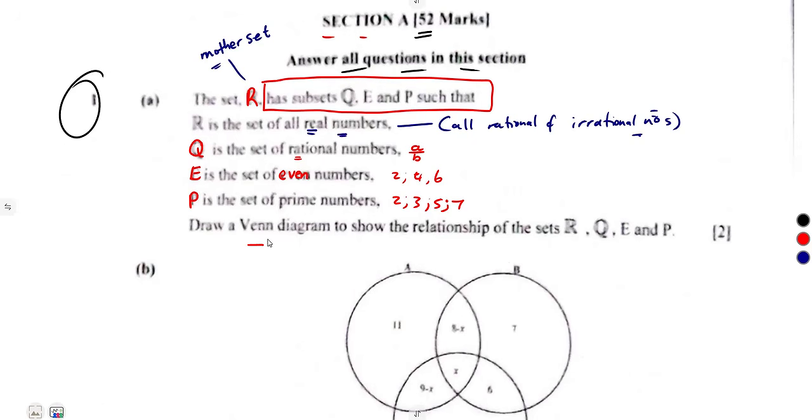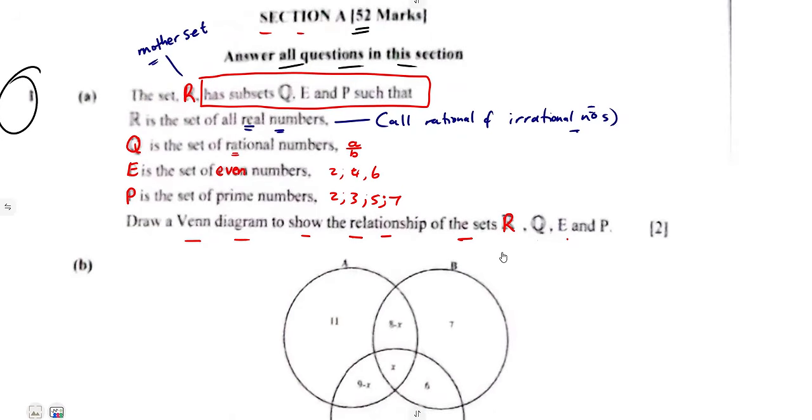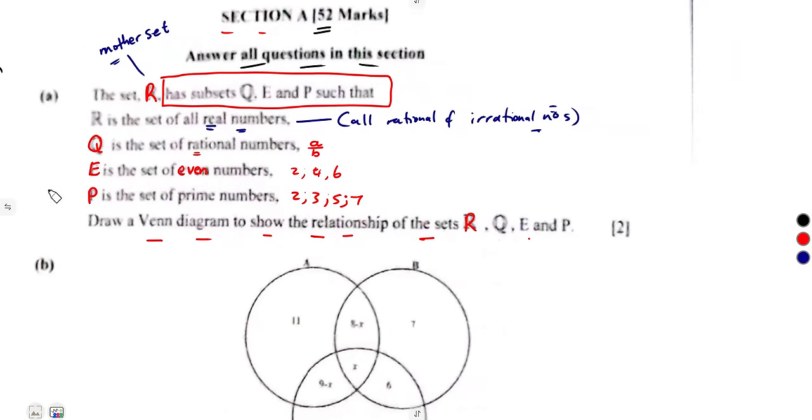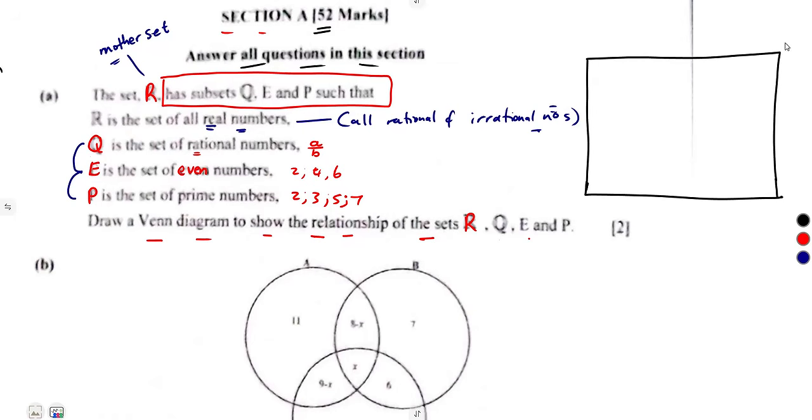So the question here was to draw a Venn diagram to show the relationship of the sets R, Q, E, and P. So remember that R is the universal set, that is our mother set. It carries these sets Q, E, and P. So we can just have that one as our universal set so that we do not have a lot of presentation here. So we are going to indicate the universal set as the set R.